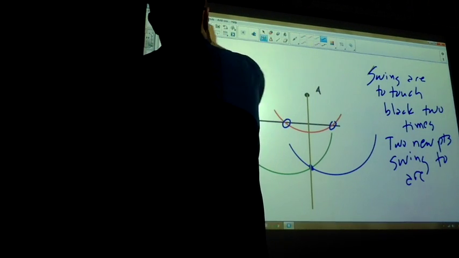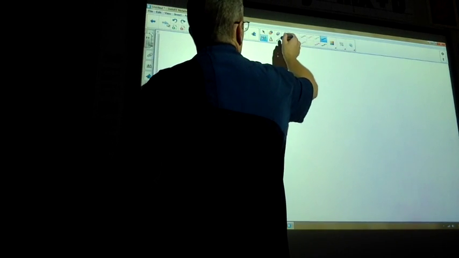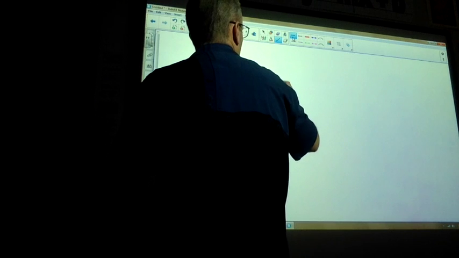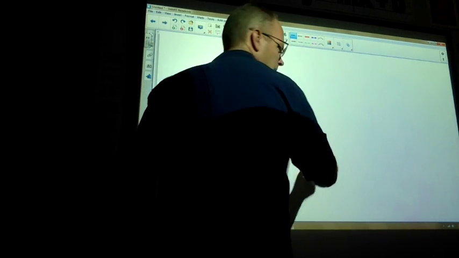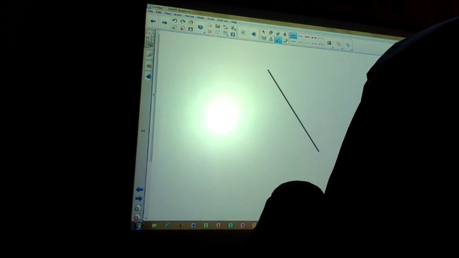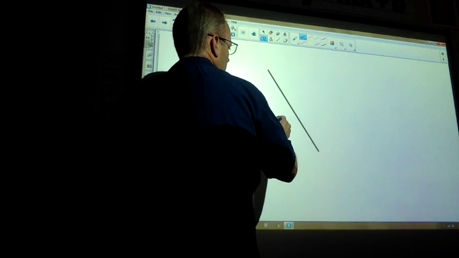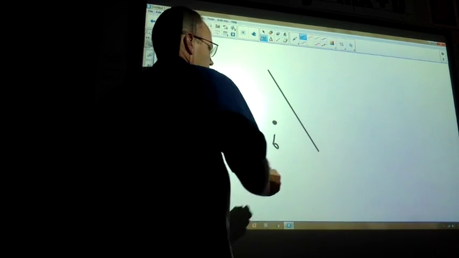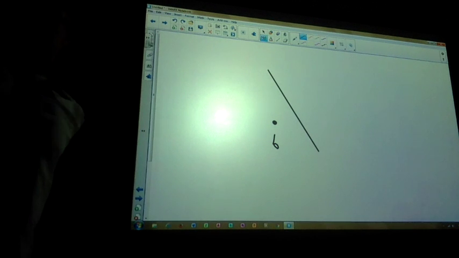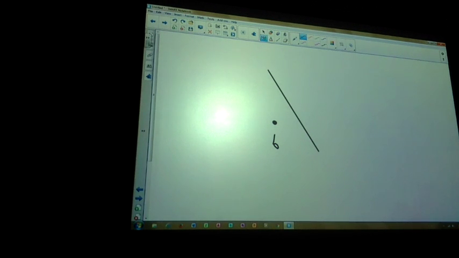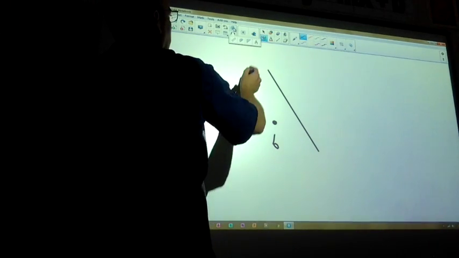All right. Let's move to this one. See if we can talk our way through it. Is it like that? Okay. Black. First step was what? What was the first step from there? Yeah. Swing an arc from the point so it goes through the line.